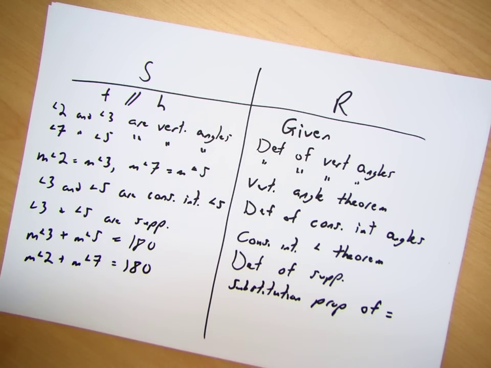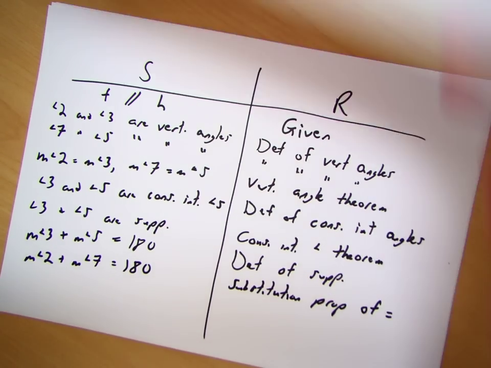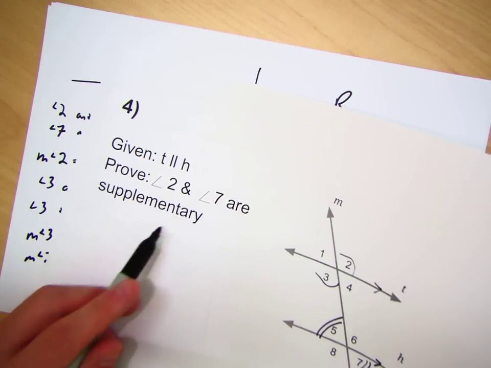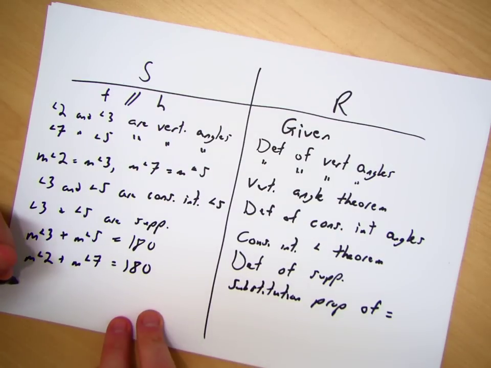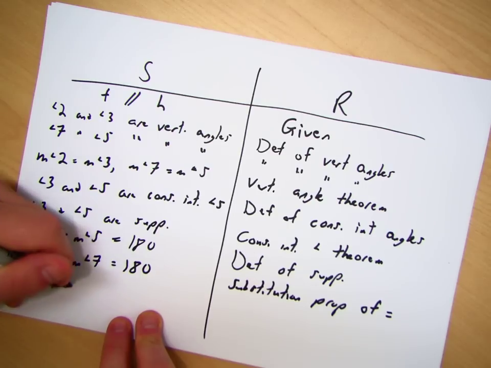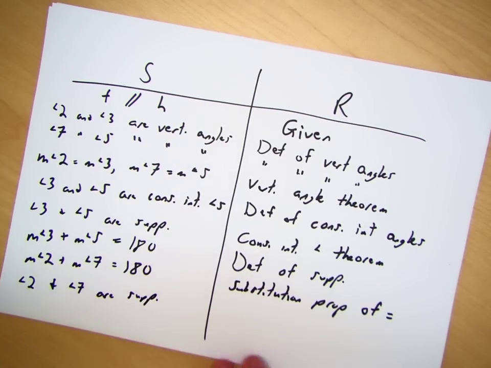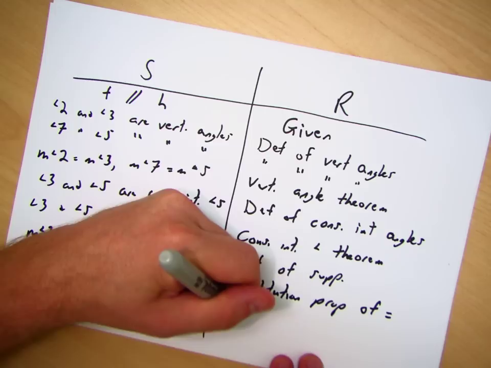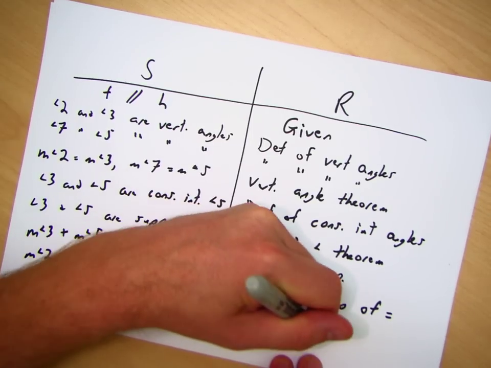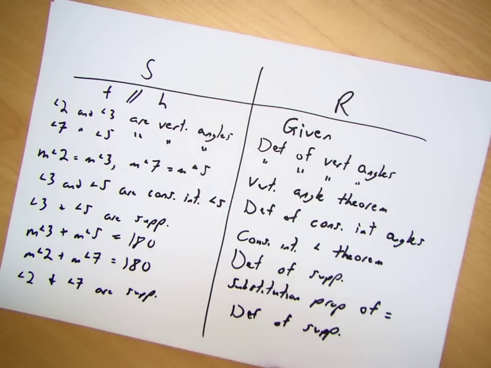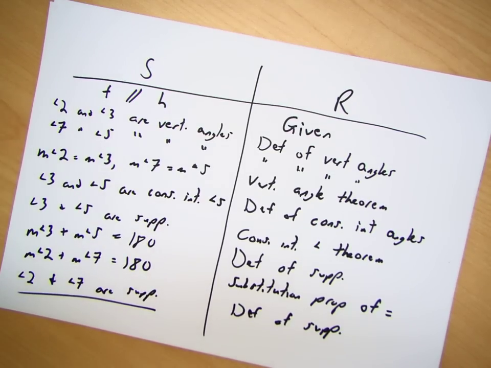And last but not least, now that they add up to 180, I can say that angle 2 and angle 7 are supplementary. And that basically takes care of my proof. Angle 2 and angle 7 are supplementary. Why? Well, if they add up to 180, that's the definition of supplementary, and we're done. And we've kind of proven that. There are other ways to do this proof, but that's the route I'm going to choose today.